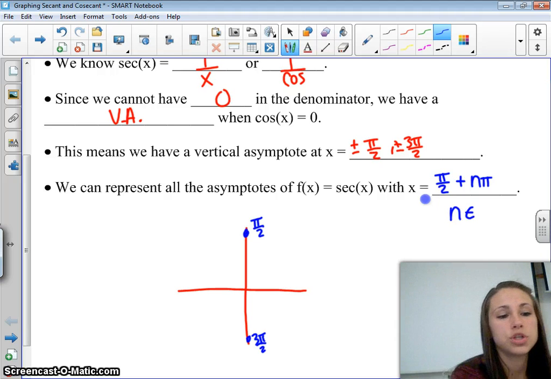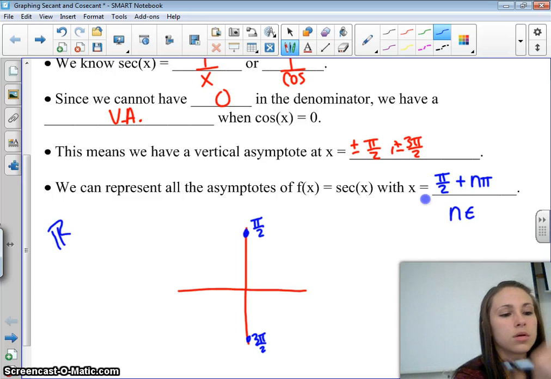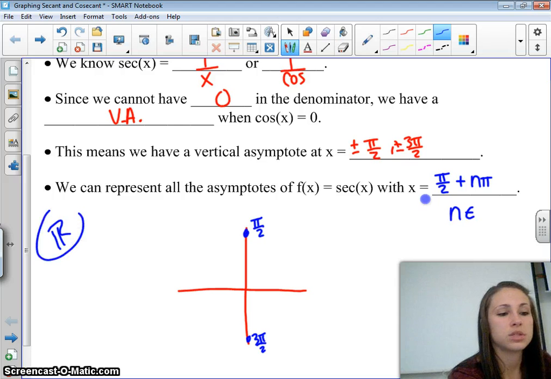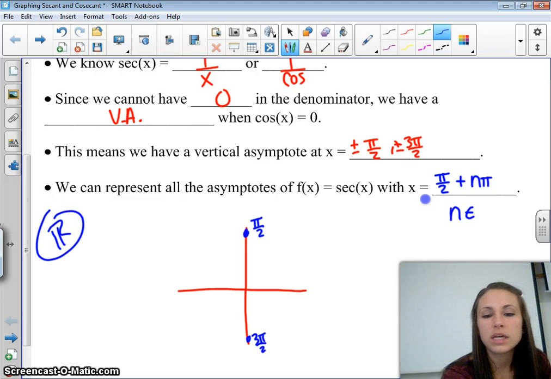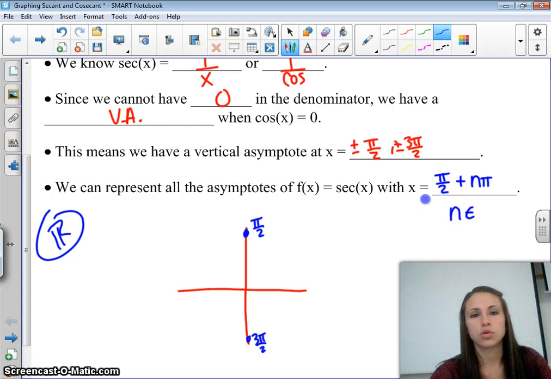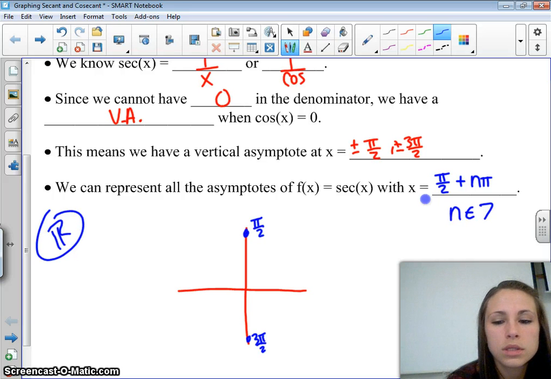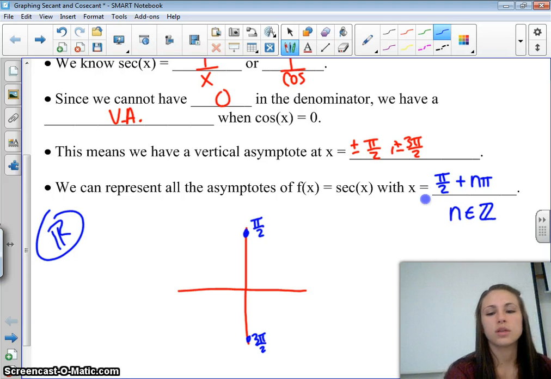Where n belongs to, you have different sets of numbers. So we've looked at real numbers. Reals is represented by this little symbol. Now we want n to just be, we don't want to have weird numbers like 1.3 that could go in front of pi. I just want integers, which means like -1, -2, 0, 1, 2, 3, all nice whole numbers that can be negative or 0. So the set of integers is written with that little Z symbol.